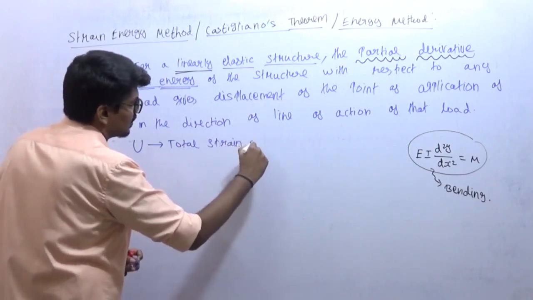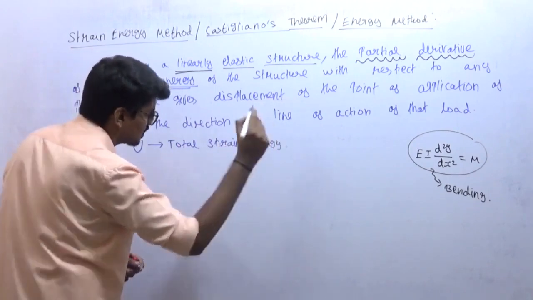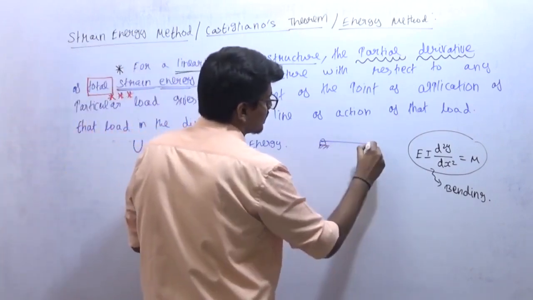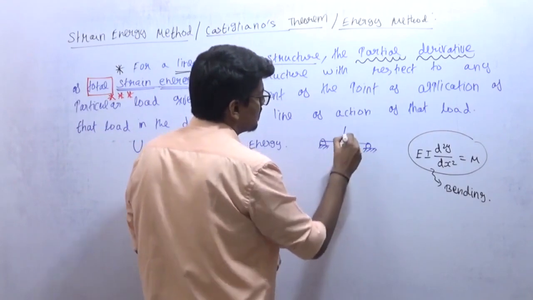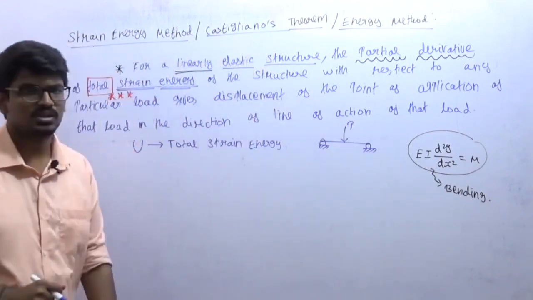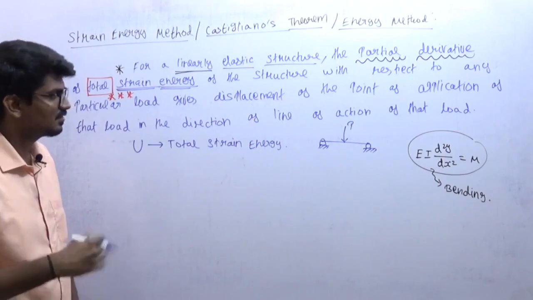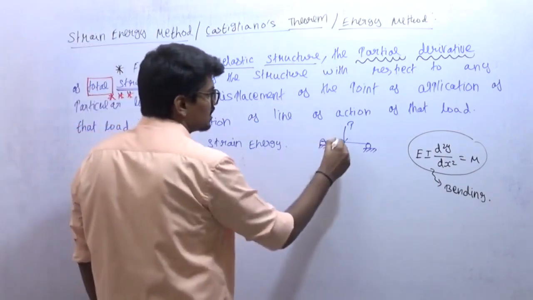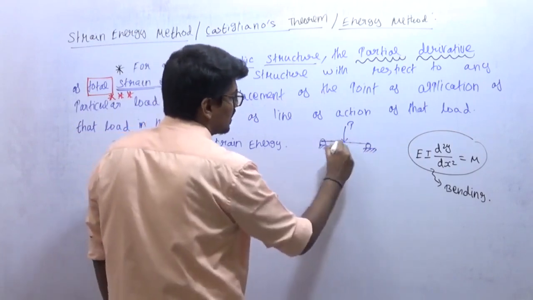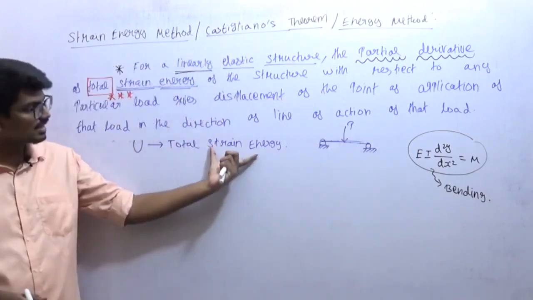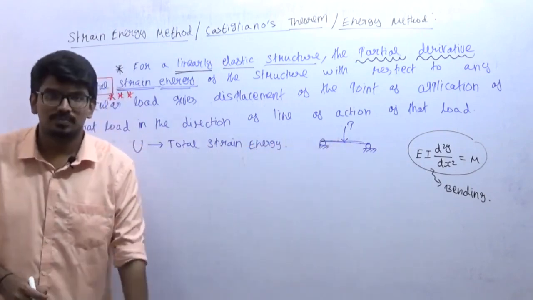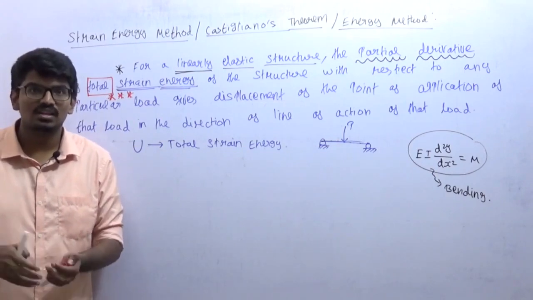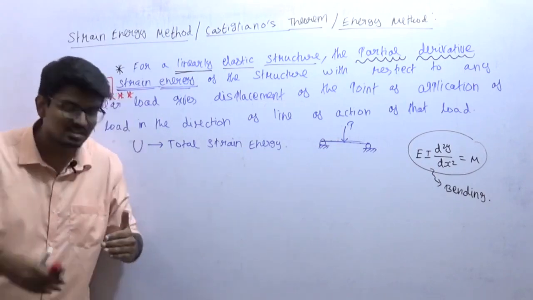What does it mean, total strain energy? For example, take a simple example, a simply supported beam. If I want to determine deflection at any point, maybe this point or this point, whatever may be the point, strain energy should be calculated for the total beam. How to calculate strain energy, I discussed separately in the strain energy chapter, and that is the reason we are coming to the deflection chapter after strain energy.